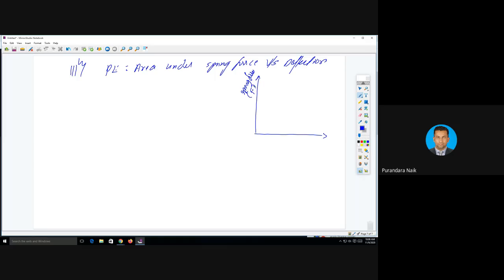F. This is deflection, X. The curve is a straight line and force will be maximum at this point. If you drop from this point, that is X, the maximum displacement. So the area under the curve gives you the potential energy. This value is F, the maximum force, equal to K into X.